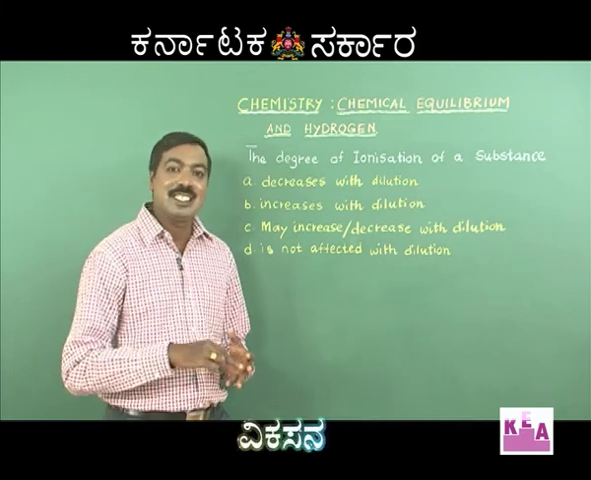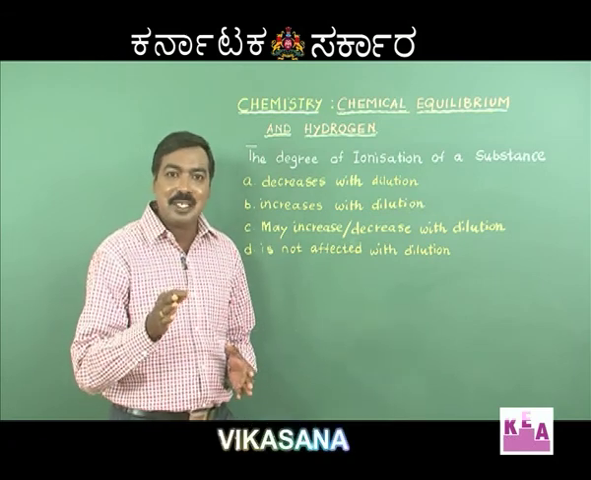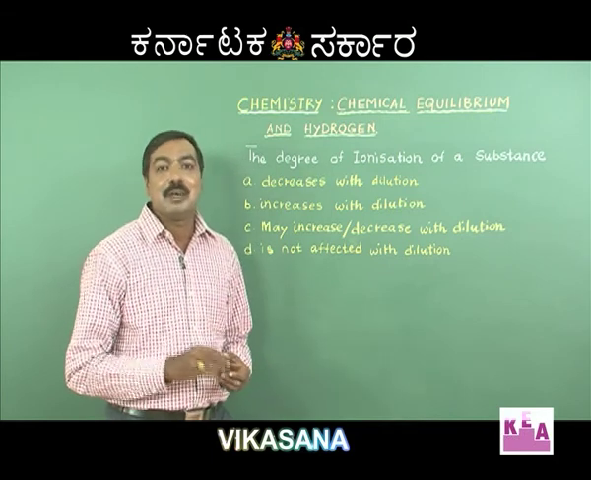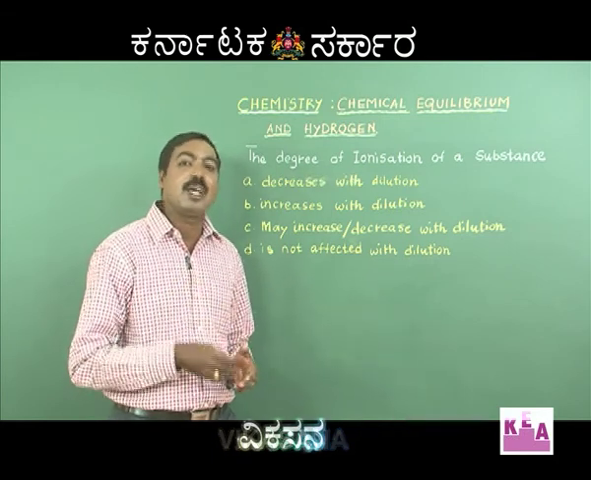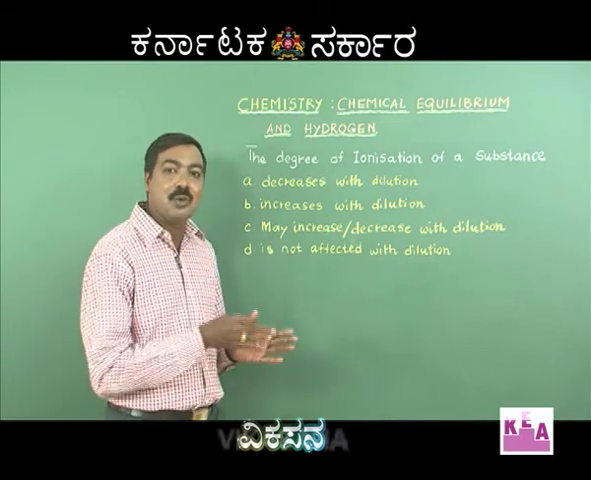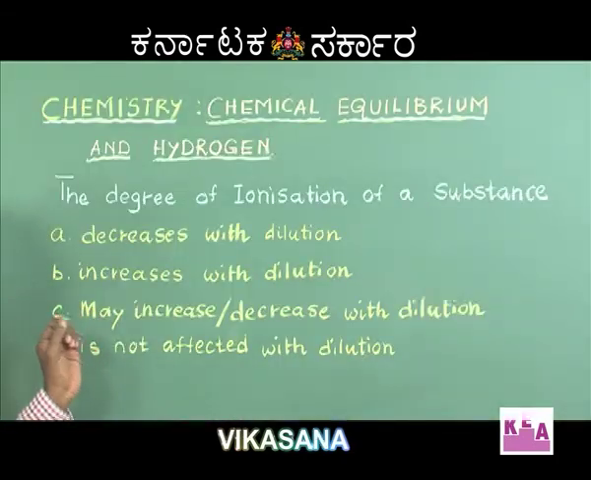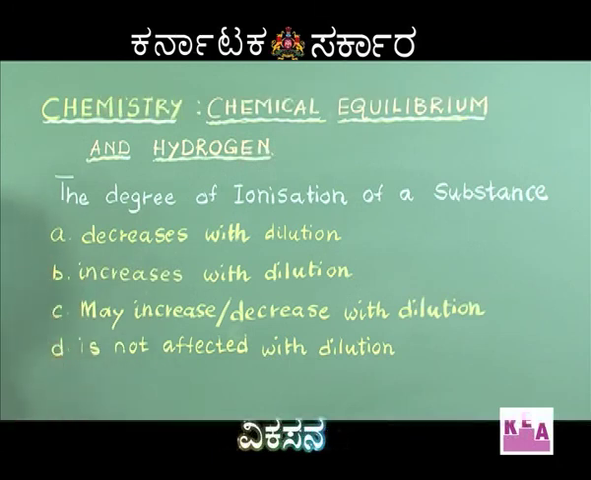Dilution: with increase in dilution, the degree of ionization increases. Increase in temperature: the degree of ionization increases. Presence of a strong electrolyte having a common ion decreases the degree of ionization. Now my options here are relevant only with reference to dilution. As I read the options, the degree of ionization of a substance decreases with dilution, increases with dilution, may increase or decrease with dilution, or is not affected with dilution. The correct answer is option B, increases with dilution.